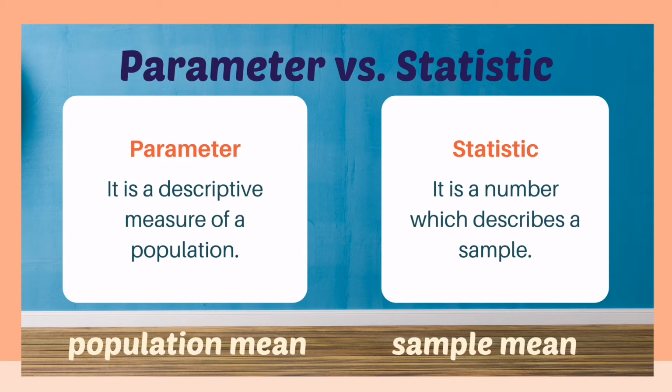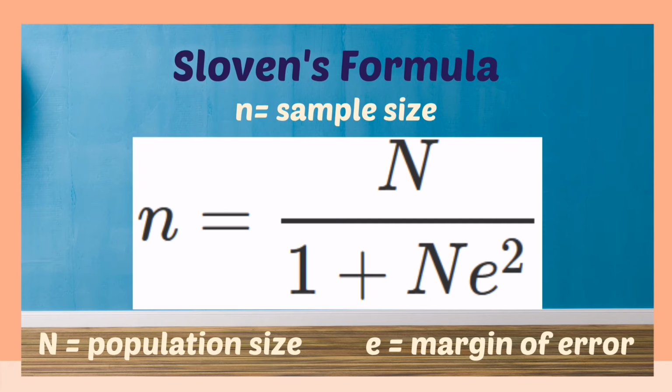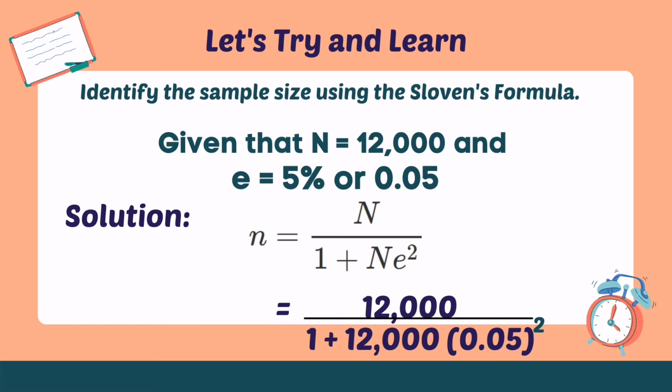And to determine the sample size, we have the so-called Slovin's formula. So we have n is equal to N all over 1 plus N e squared, wherein small letter n is the sample size, capital letter N is represented by the population size, and e is the margin of error. Let us try to determine the number of samples using this problem.